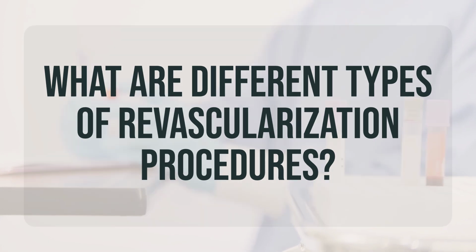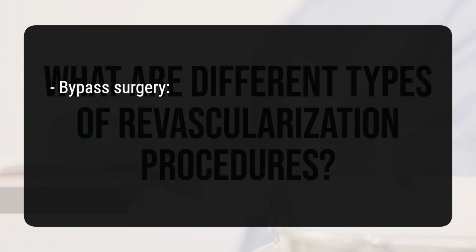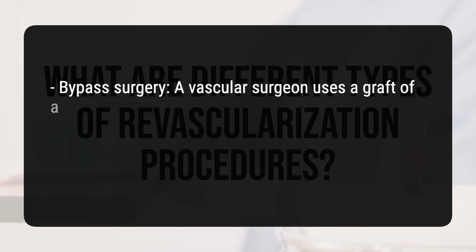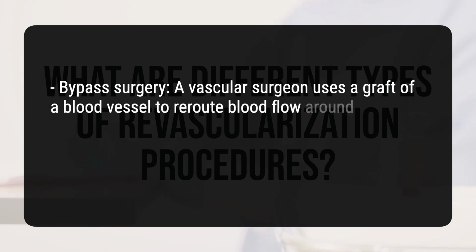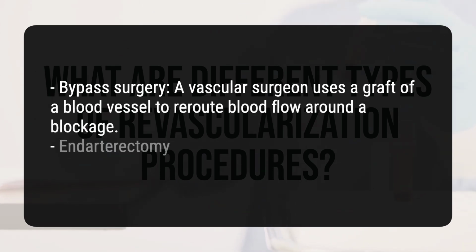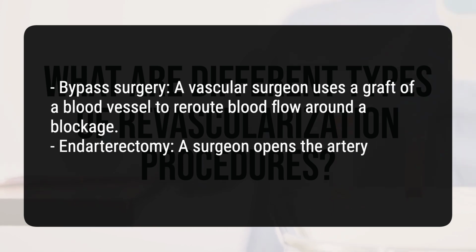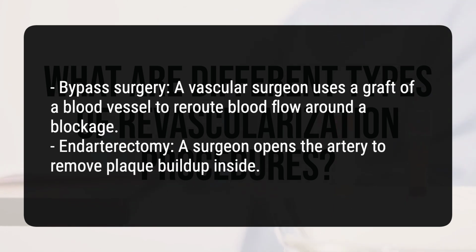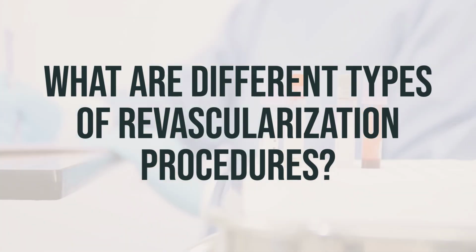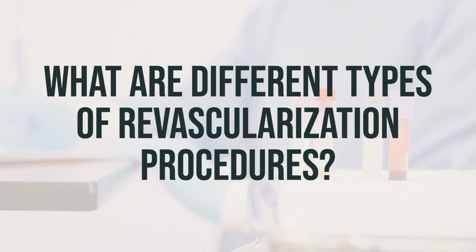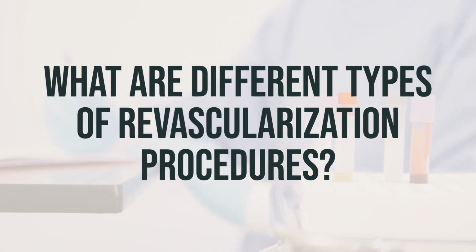For those who need revascularization surgery, it is typically done under general anesthesia. There are two main types. Bypass surgery: a vascular surgeon uses a graft of a blood vessel to reroute blood flow around a blockage. Endarterectomy: a surgeon opens the artery to remove plaque buildup inside. In some cases, a hybrid procedure that combines both a catheter-based intervention and open surgery may be used.